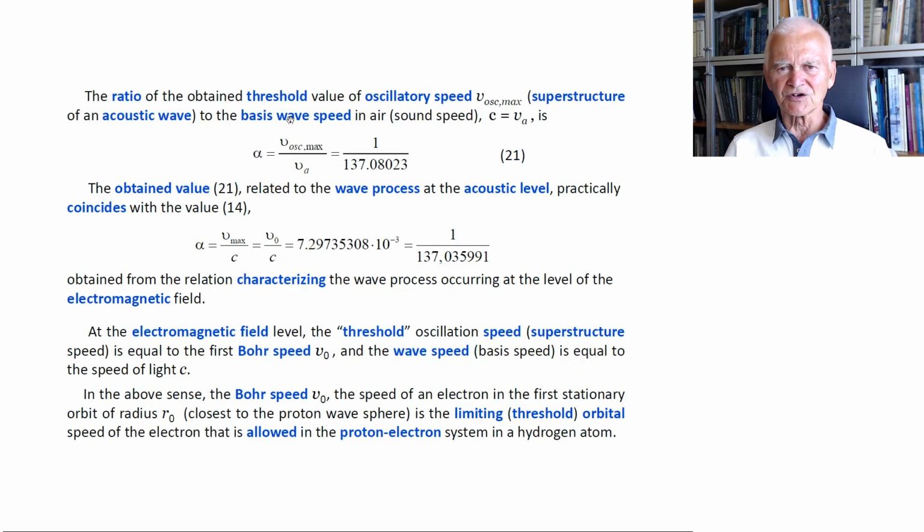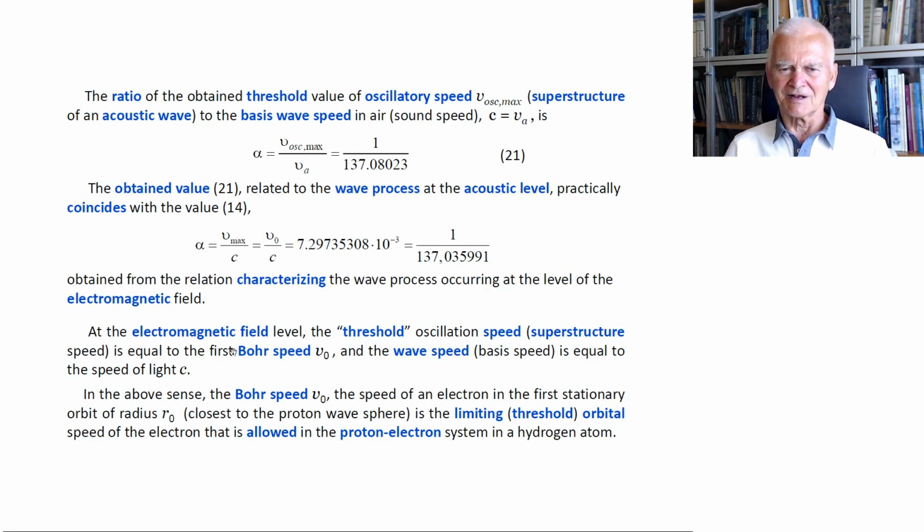The ratio of the obtained threshold value of oscillatory speed, the superstructure of the acoustic wave, to the basis wave speed in air, the sound speed, is equal to 1/137. The obtained value related to the wave process at the acoustic level practically coincides with the value obtained from the relation characterizing the wave process occurring at the level of the electromagnetic field.